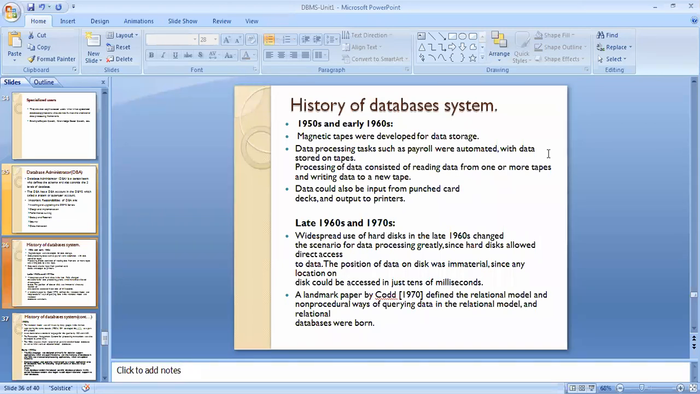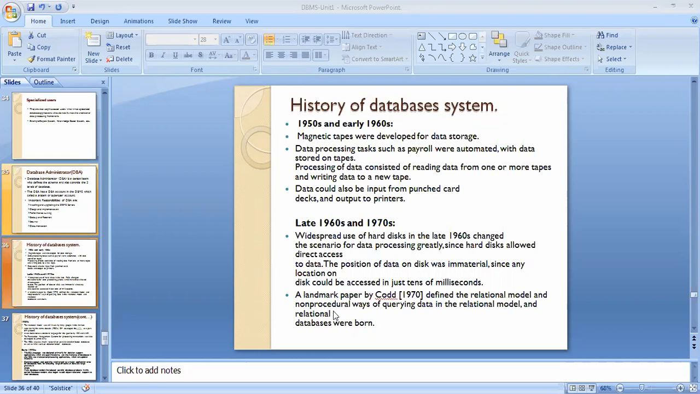Okay, late 1960s and 1970s: widespread use of hard disks. The late 1960s changed the scenario for data processing greatly, since hard disks allow direct access to data. The position of data on disk was immaterial, since any location on disk could be accessed in just tens of milliseconds. Okay, it's a part of theory.